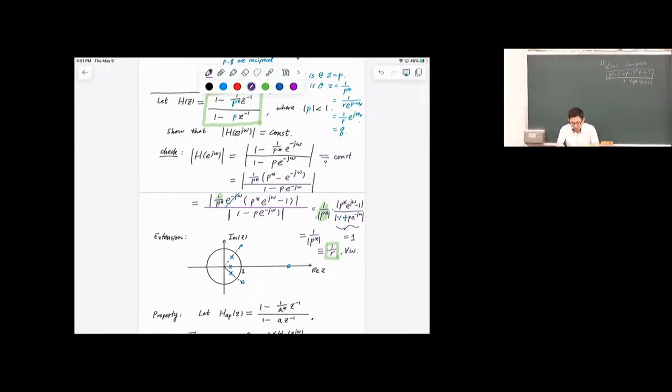So later I will show you an alternative way of proving that the gain is a constant. Okay? Later I will show you another way. But now, let's go back to the issue of the system being not real valued.